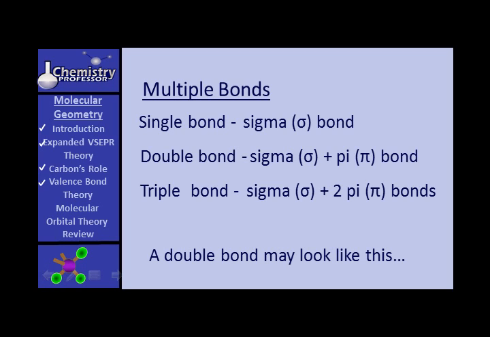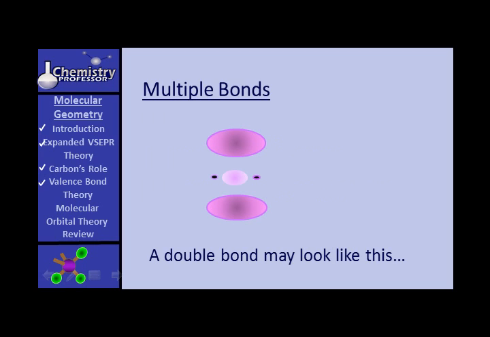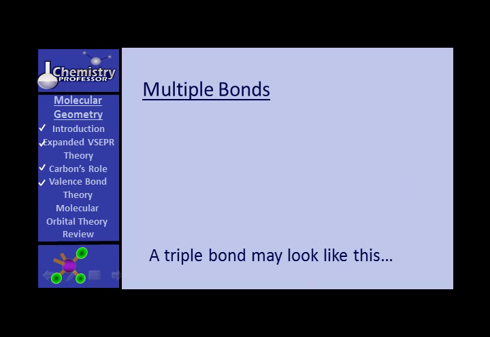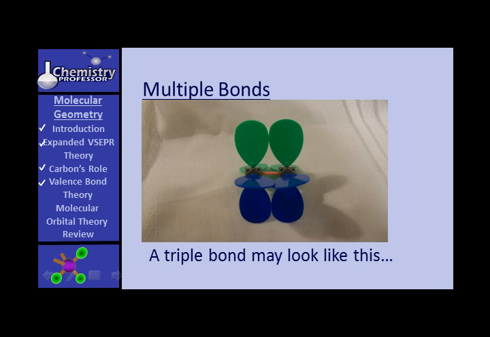A double bond, for example, may look like this. You may have the sigma bond in here and the pi bond in here. And you see the two nuclei, the little black pieces in there that are the nuclei. Now, a triple bond may look like this.